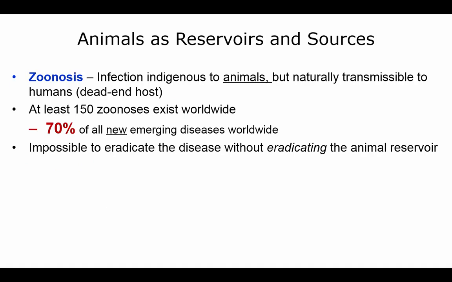Zoonosis is an infection that's indigenous to animals, and it's transmissible to humans. There are about 150 zoonoses worldwide, things like bird flu and swine flu. And it's impossible to eradicate these diseases without eradicating the animal reservoir.